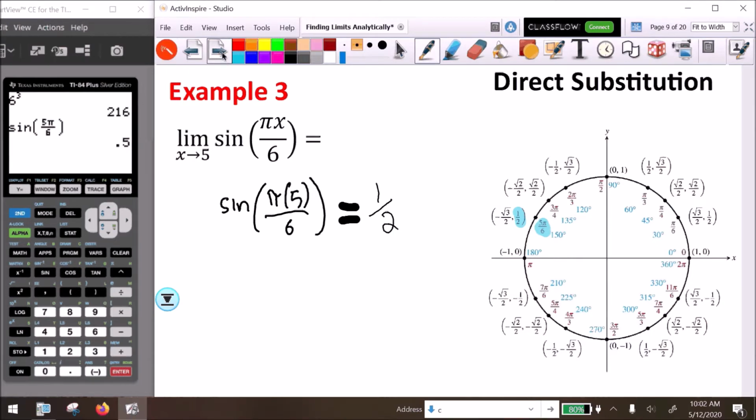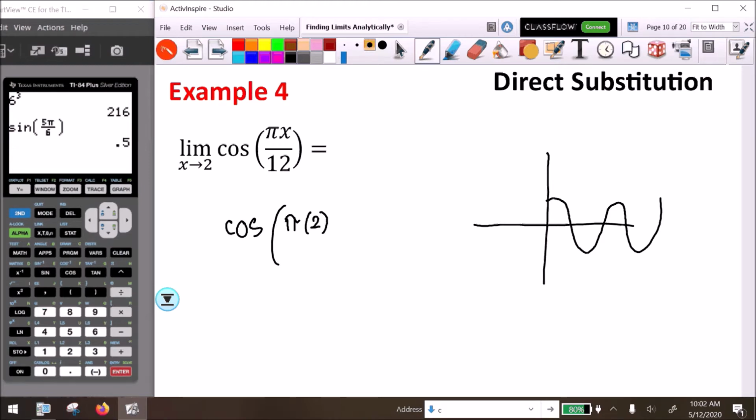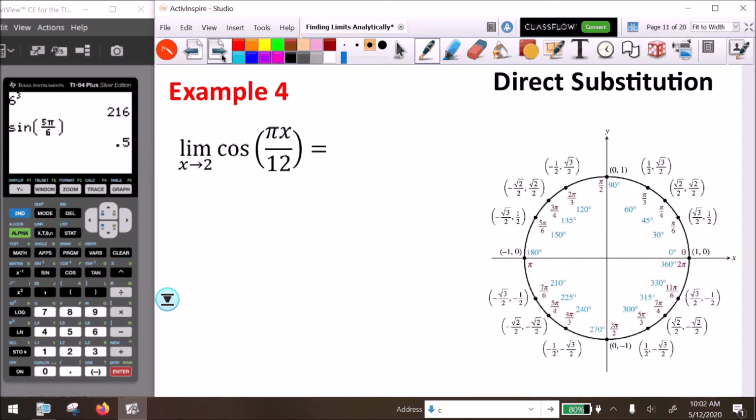All right, let's do another trig problem. Find the limit of the function cosine of pi x over 12 as x approaches 2. Since this involves pi, we're going to assume that we're working in radians. Cosine is another continuous function. It oscillates between -1 and 1 like this. And we're looking at 2 pi over 12 radians. So we're replacing x with a 2. And if you reduce that, 2 over 12 reduces to 1/6, so this is pi over 6. All right, let's find pi over 6 on our unit circle. So this is equal to cosine of pi over 6.